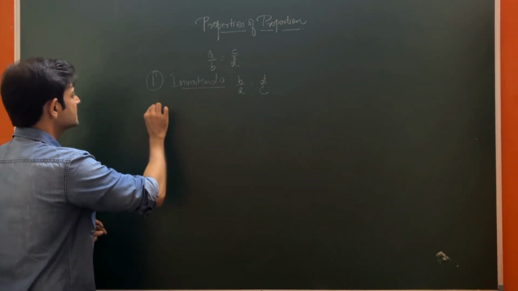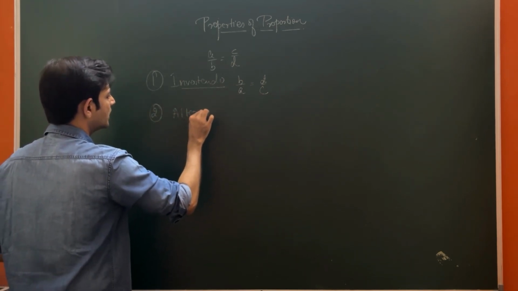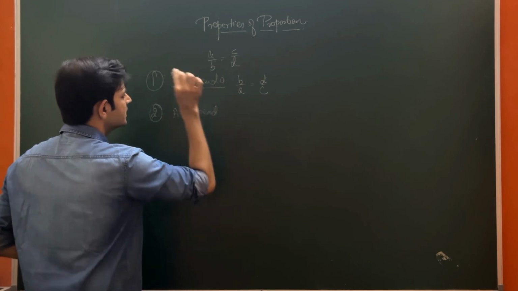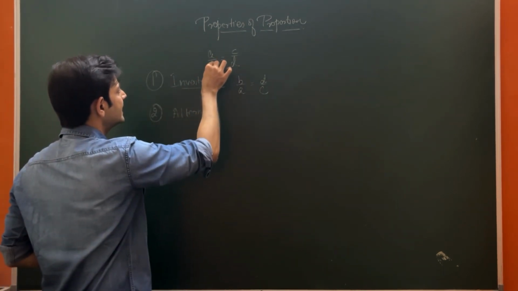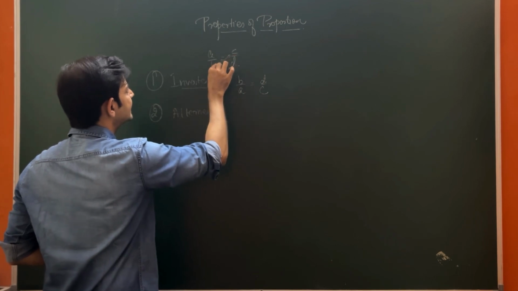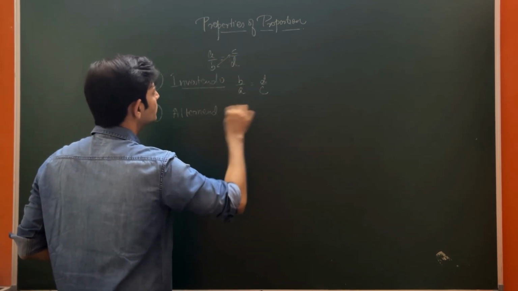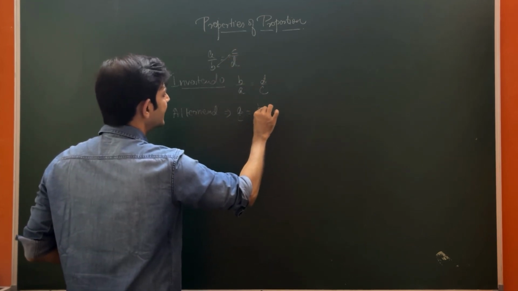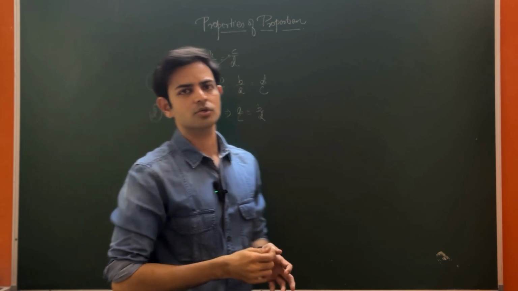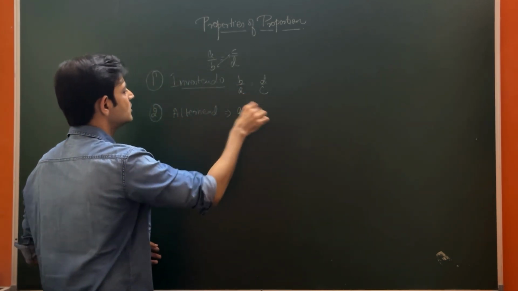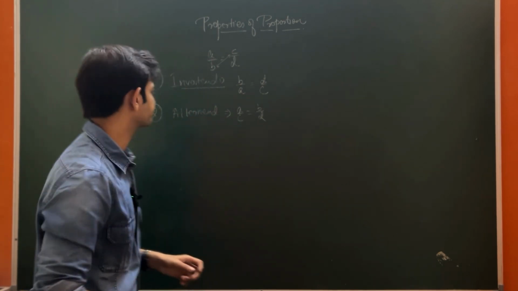The second property is alternando. When I say alternando, it means we will alternate the positions like this. So this becomes A by C is equal to B by D. You can do it this way also, A or D, but either of them. So A by C is equal to B by D is your alternando.